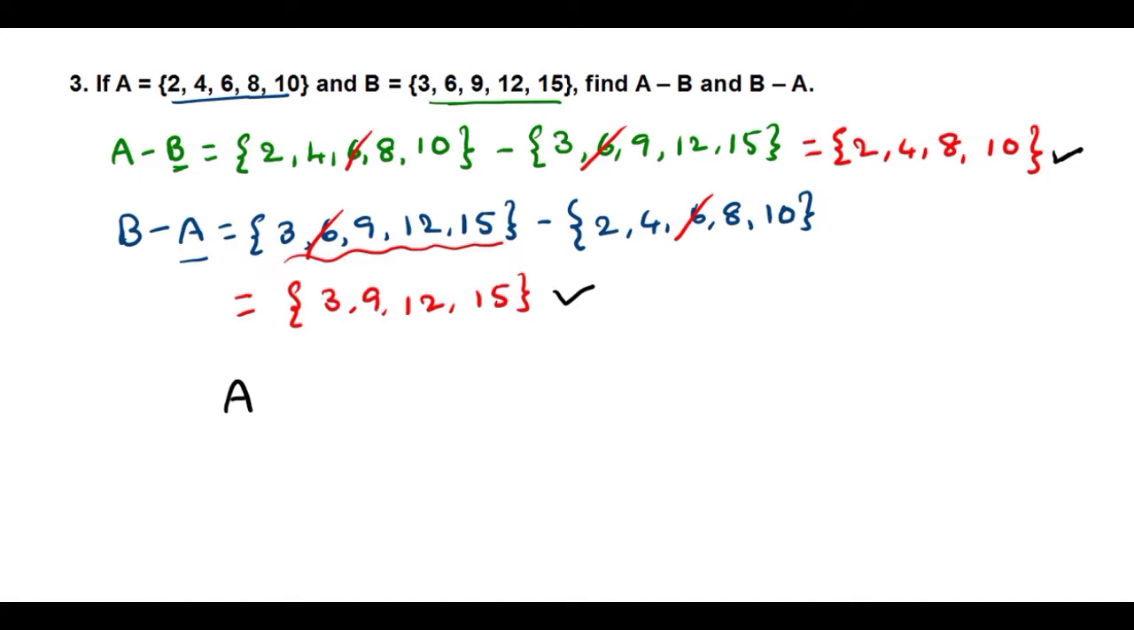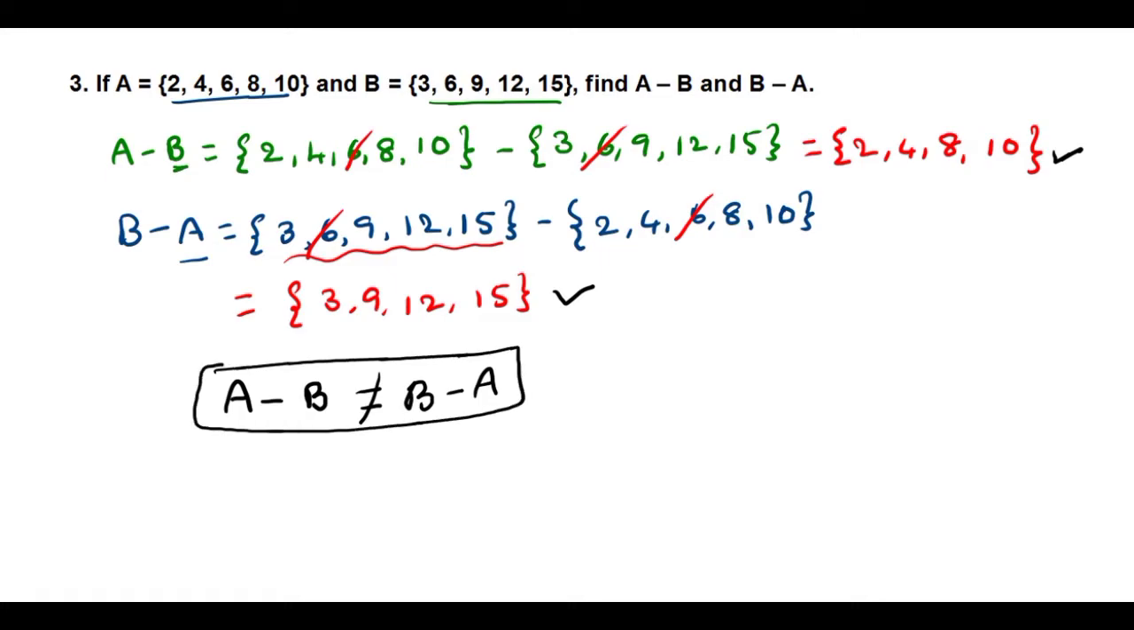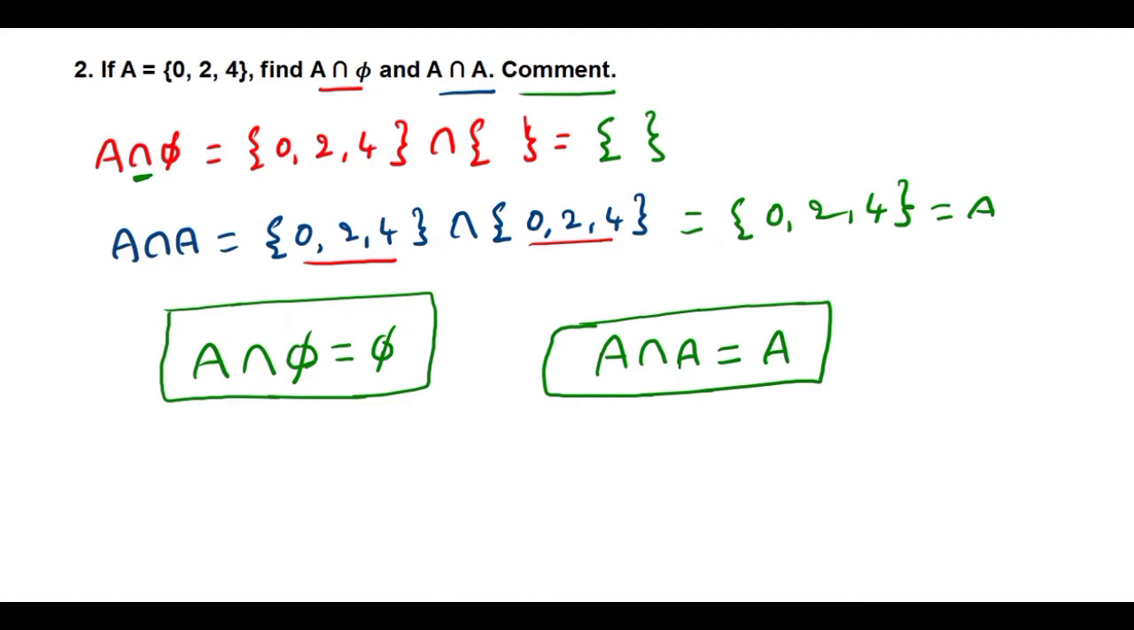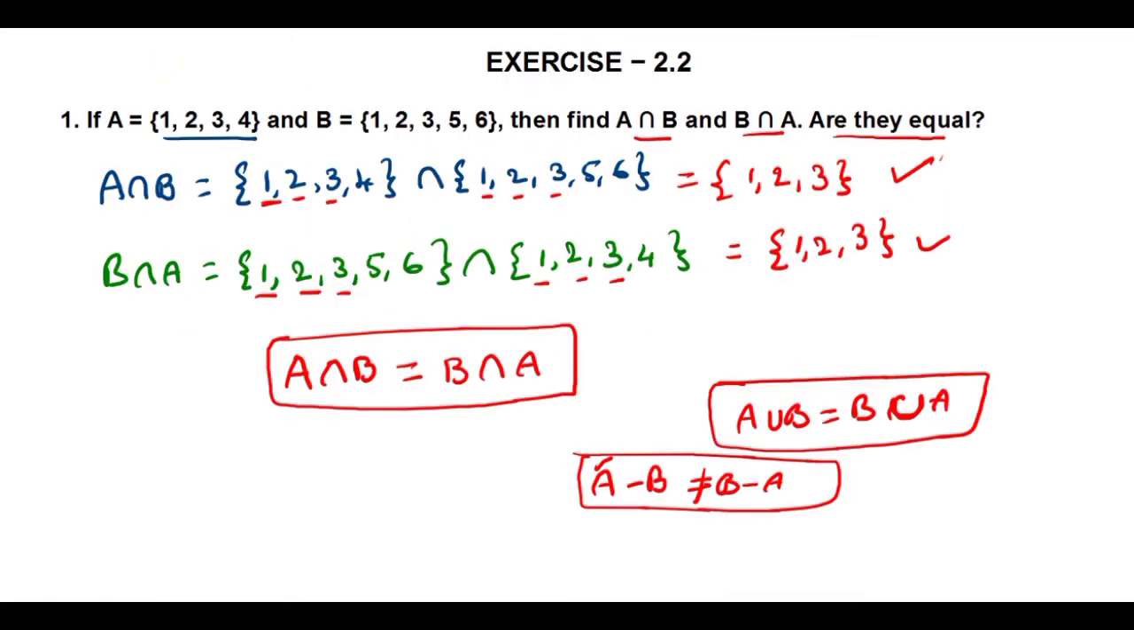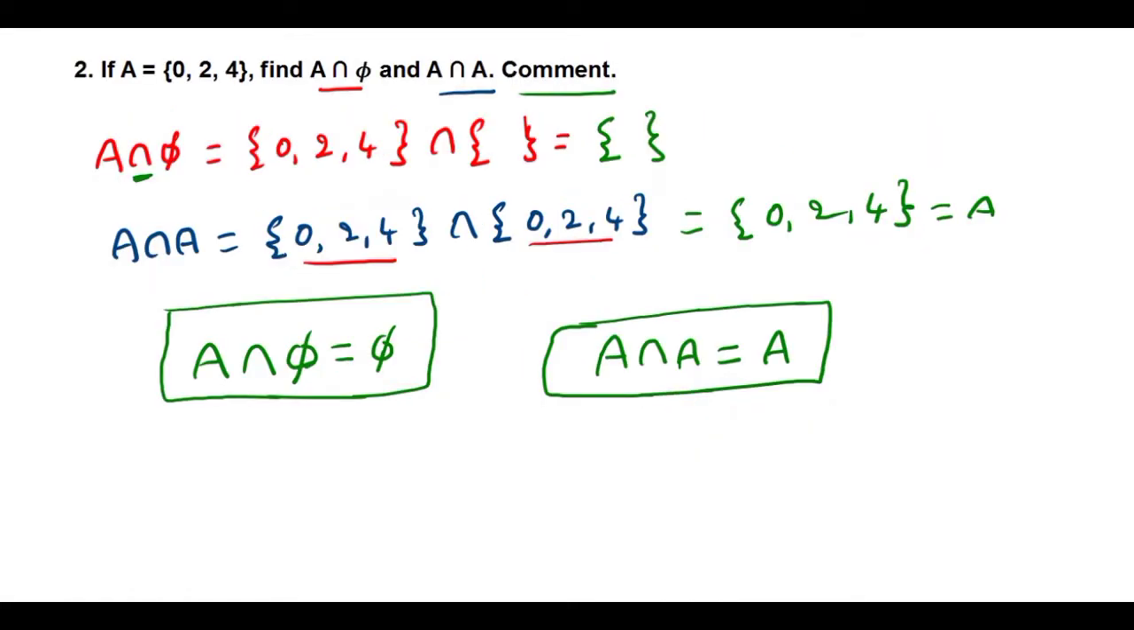So what you write here: of course they did not ask, but you can write A minus B is not equal to B minus A. From this we conclude A minus B is not equal to B minus A. As I said before, A intersection B equals B intersection A always, and A union B equals B union A always. But A minus B is not equal to B minus A. All these are very important for the bits. A intersection null set equals null set, A intersection A equals A.